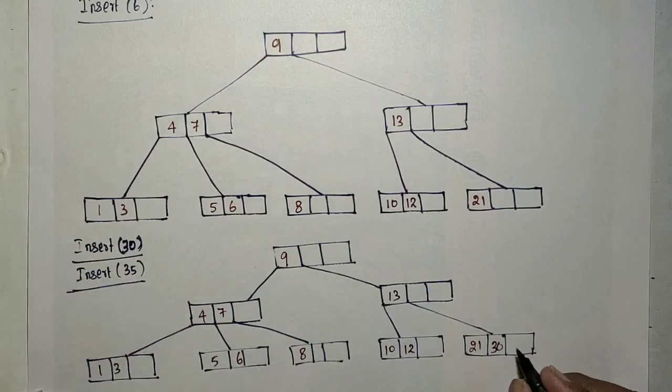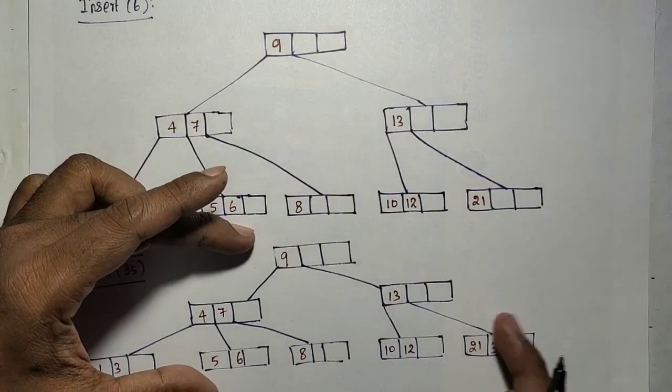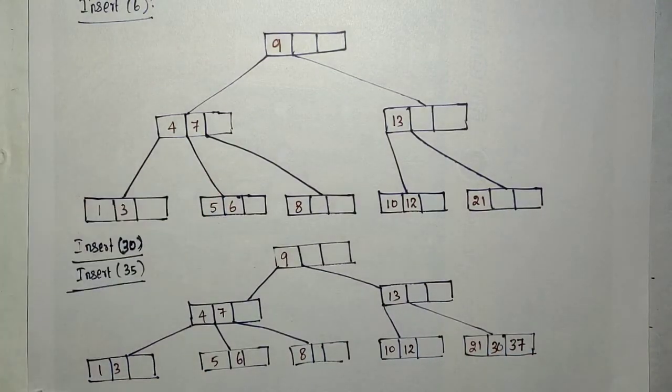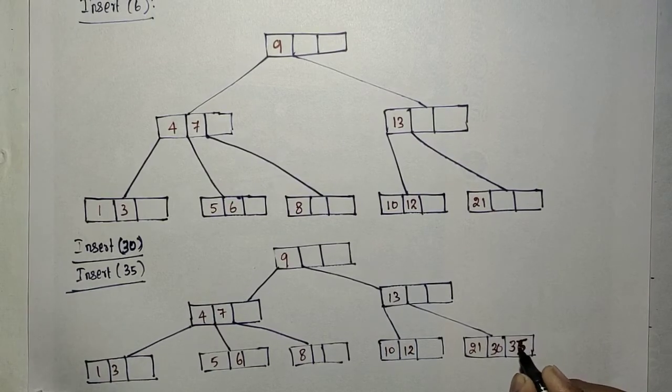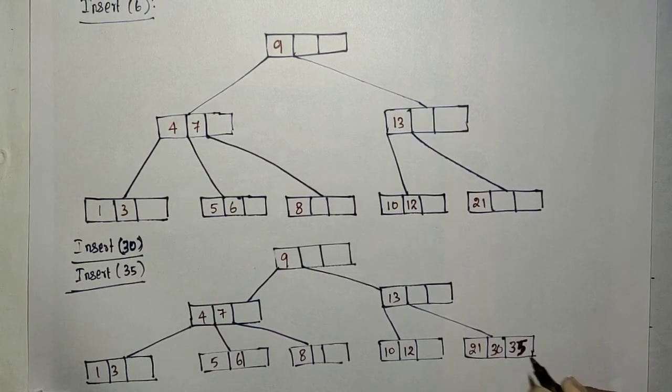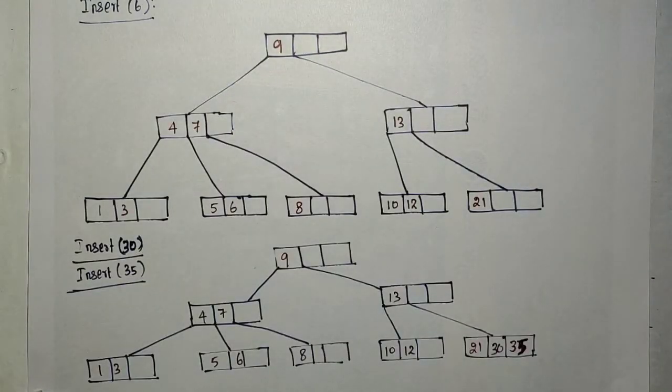So what, 37. 30 and 37 we have written in a single step, so it will be inserted like this. Okay, sorry, actually 35, this is the 35. Okay. So next, the last element is 37.